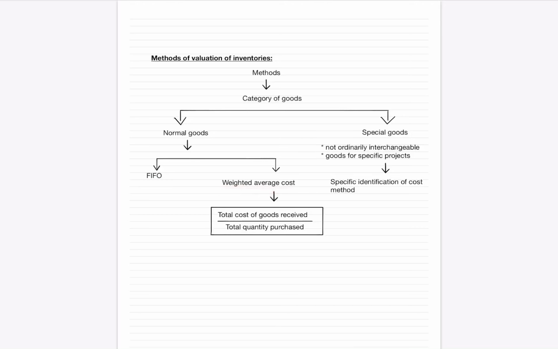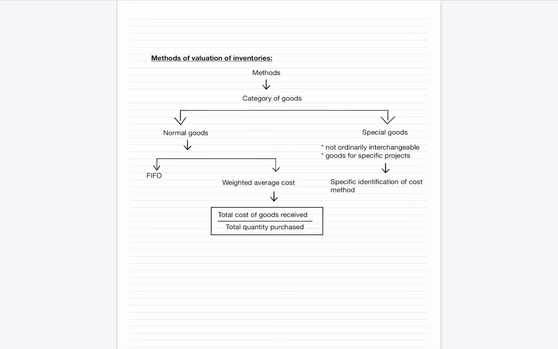FIFO refers to the goods which arrived first being sold first, and the goods available in the stock are the latest goods. So the value will be calculated based upon the latest lots received. Next, the weighted average cost method. It is calculated by the formula: total cost of goods received divided by total quantity of goods purchased. This gives the average price for the different purchase lots.